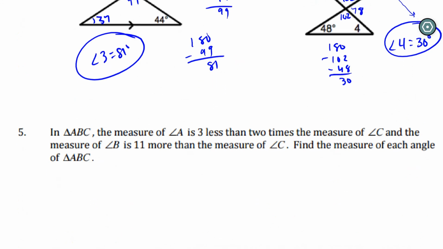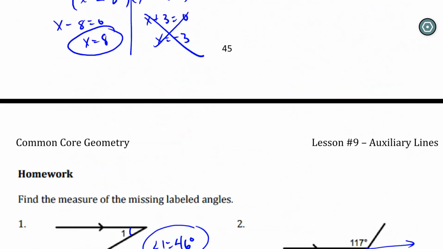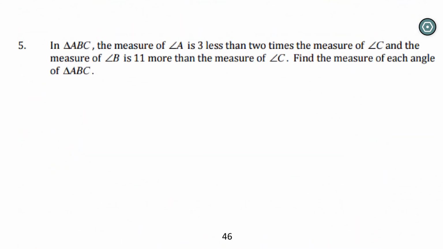And the last one, number 5, is almost exactly like, let me show you, number 6, just with different numbers. So if you're confused about 5, follow the video or go back to the example from class, either way. So this question is explaining something about angle A and angle B, but this time it's not giving us anything about angle C. So I'm going to let angle C just be C. Angle A is going to be 2 times C minus 3. And angle B is going to be C plus 11.